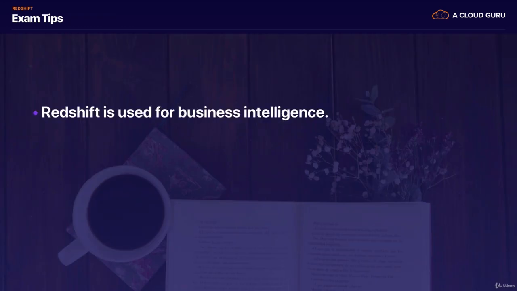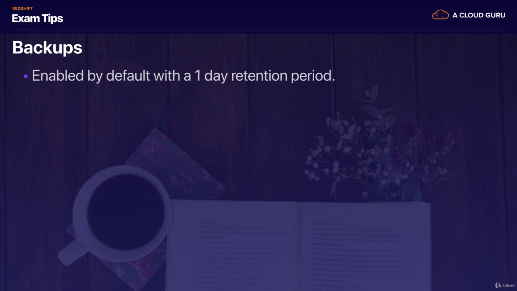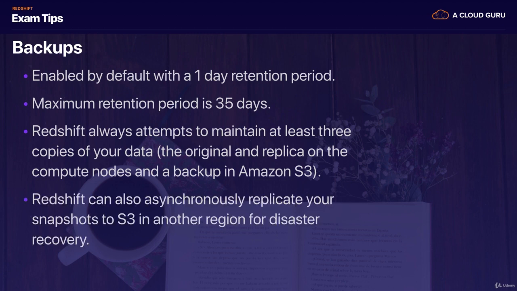Just onto my exam tips: remember that Redshift is used for business intelligence. It's only available in one AZ. In terms of backups, it's enabled by default with a 1-day retention period, and your maximum retention period is 35 days. Redshift will always attempt to maintain at least 3 copies of your data: the original and the replica on the compute nodes, as well as a backup in Amazon S3. And Redshift can also asynchronously replicate your snapshots to S3 in another region for disaster recovery.